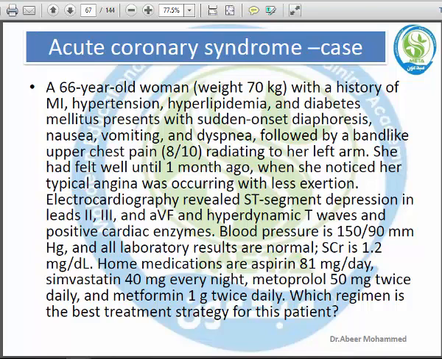ECG revealed ST segment depression in leads 2, 3 and aVF and hyperdynamic T waves and positive cardiac enzymes. طيب عندنا ST segment depression دي is going more with non-ST segment elevation لأنه في ST segment elevation MI بيكون في ST segment elevation not depression, plus positive cardiac enzyme. Blood pressure is 150/90 and all laboratory results are normal.